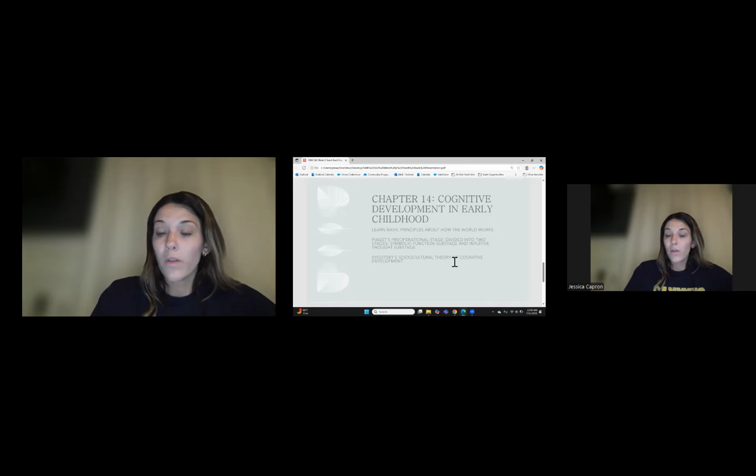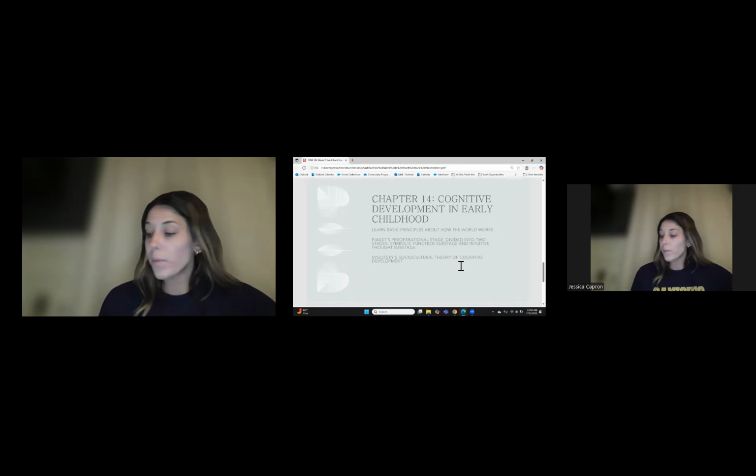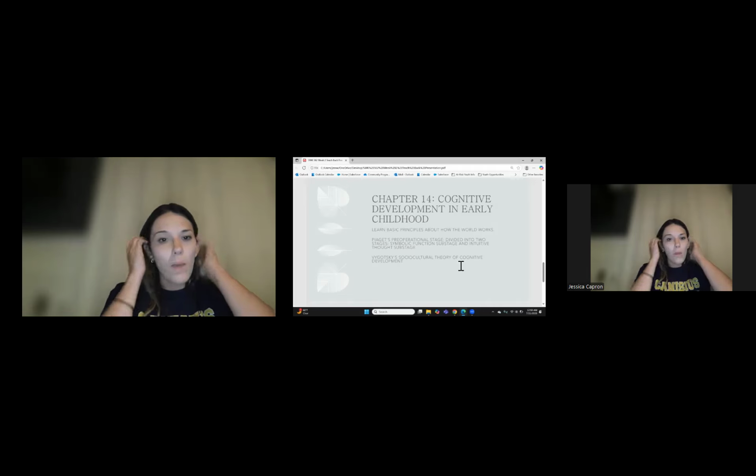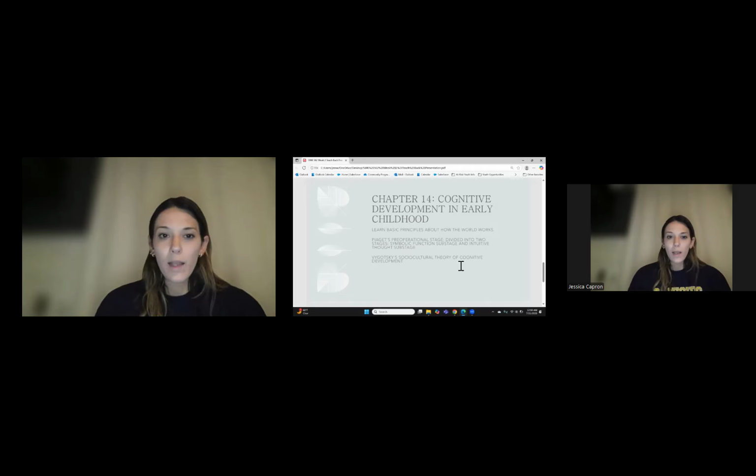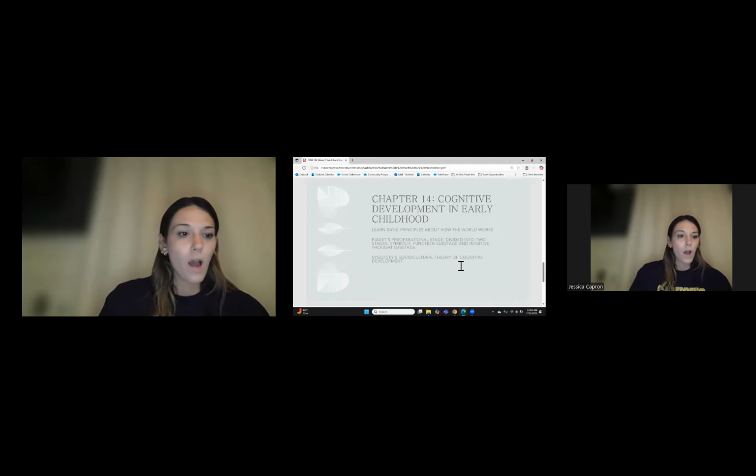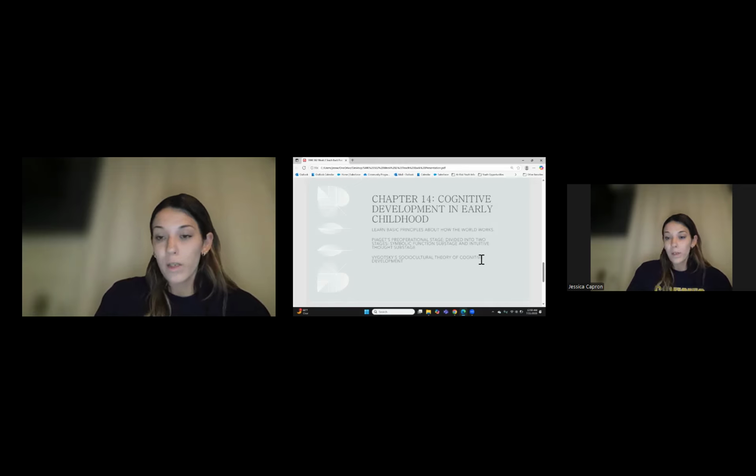Vygotsky's sociocultural theory of cognitive development is also important to recognize. He understands Piaget's perspective and includes it in his theory, but he emphasizes the importance of language, writings, and the concepts arising from that child's individual culture as imperative for cognitive development.